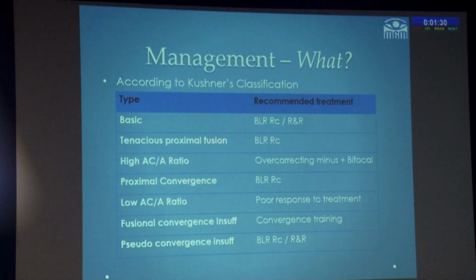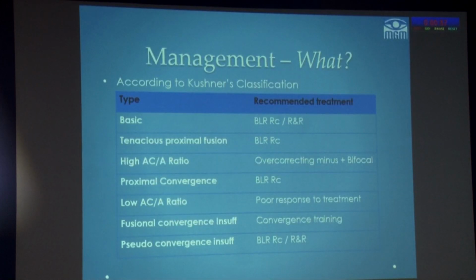If the patient has a high AC/A ratio, then you can start off with overcorrecting minus lenses, and over that you need to add bifocals. Even if you decide on surgery, it's important to tell them that for near, the child may need bifocals later on. Proximal convergence: surgical. If the patient has a low AC/A ratio, and you have calculated that, then that has a very guarded prognosis. Do not try to touch those patients as much as possible. Fusional convergence insufficiencies: start with convergence training. So these are the main parts.